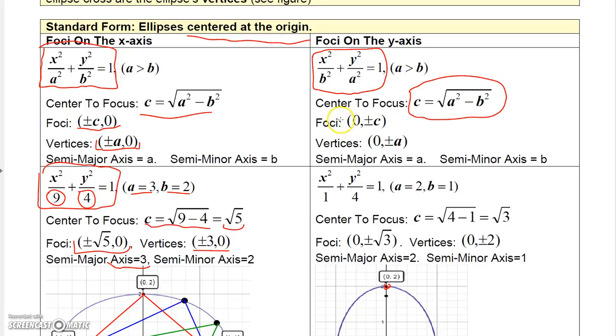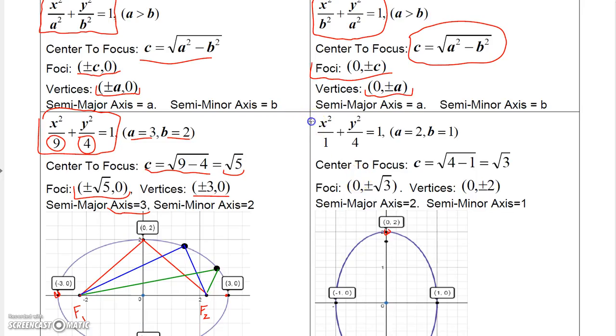So again, if the foci are on the y-axis, the foci would be x equals 0, but y would be plus or minus c. And the vertices would be x equals 0, and y would equal plus or minus a. And the semi-major axis would still be a, and the semi-minor axis would still be b.